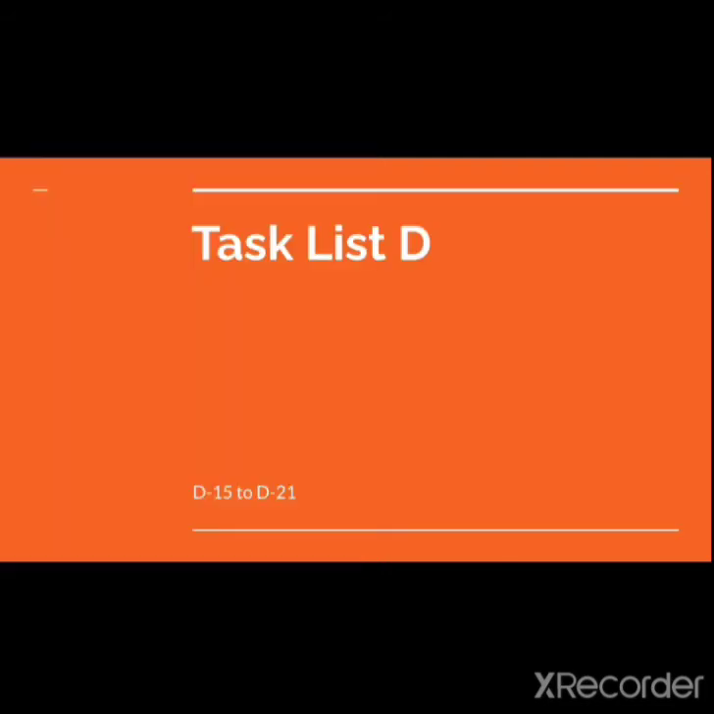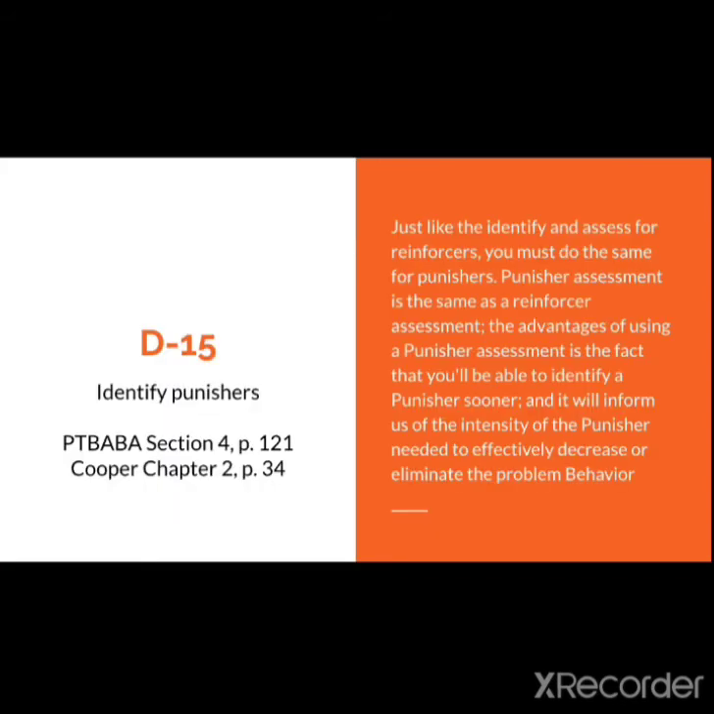On to the rest of task list D. D-15, identify punishers. Just like we identify reinforcers with preference assessments and reinforcer assessments, we're going to utilize that to also identify punishers, something that's aversive in the environment for the individual, something the individual does not necessarily like. There's a reason why we have the three principles: reinforcement, punishment, and extinction. We need to know what is punishing to an individual in order to punish them.